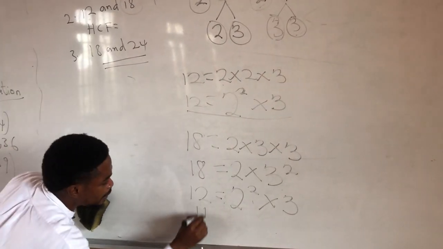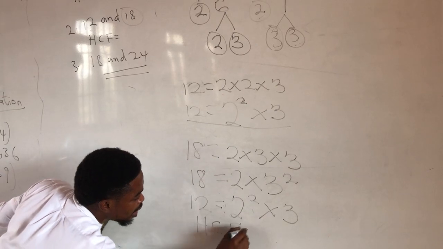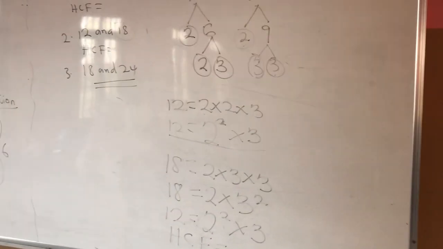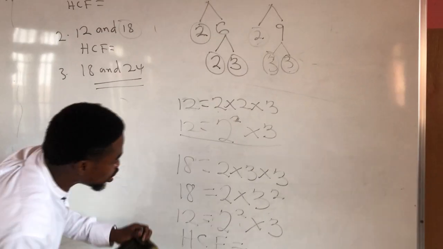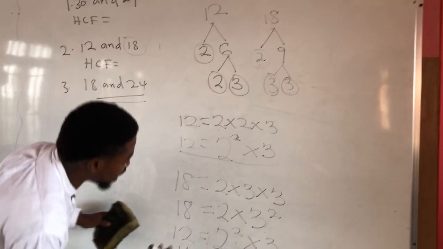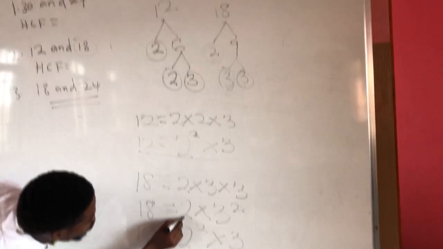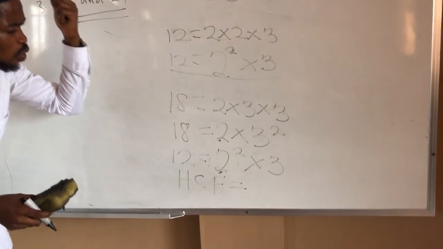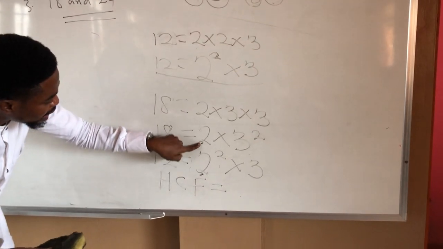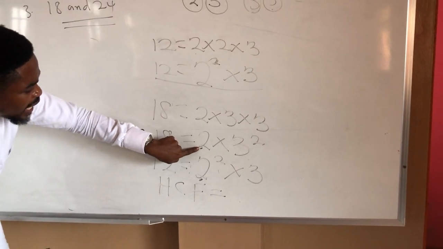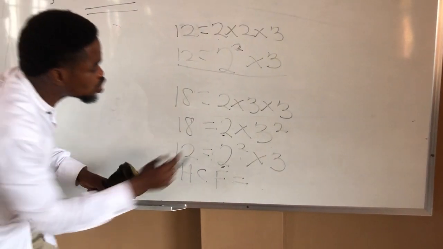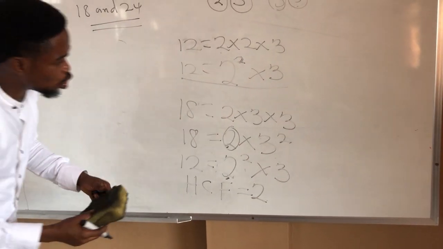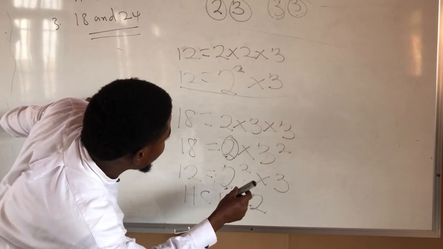Yes, so I'm going to find my HCF. Now I'm looking for the lowest number. Now I have 2 here, 2 is common here, 2 is common here. Which one is the lowest one? This one at the top here does not carry any power, so it's the lowest one. So I write it here, 2.